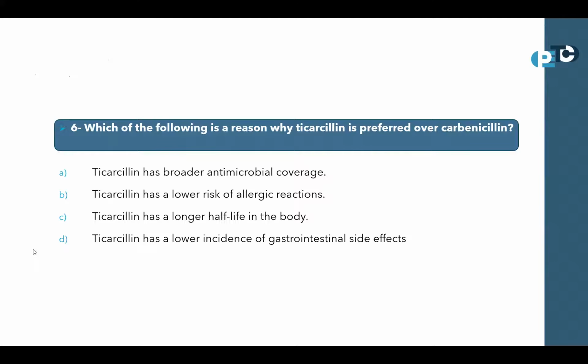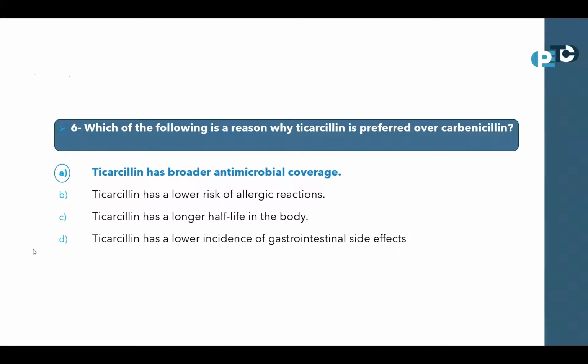The right answer for this question is A. Ticarcillin has a broader antimicrobial coverage. Ticarcillin is a penicillin antibiotic that exhibits a wider spectrum of activity compared to carbapenem. It is effective against both gram-positive and gram-negative organisms, including Pseudomonas aeruginosa.